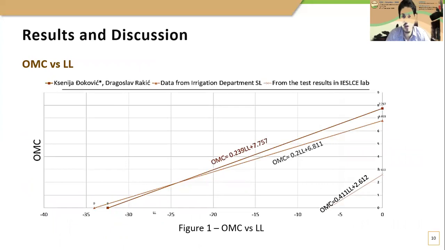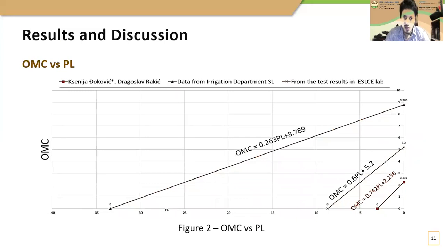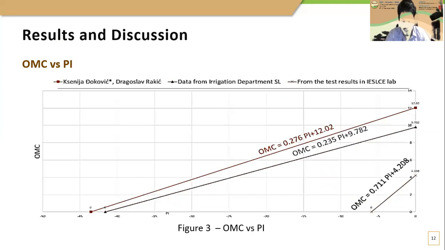The following three graphs demonstrate the comparison of correlation between optimum moisture content and liquid limit of the reference research paper, equations obtained through regression analysis, and the graph developed through the results of the laboratory testing. This is the comparison between optimum moisture content and plastic limit, and it can be seen that the gradients of these equations are noticeably similar. This slide shows the comparison between optimum moisture content and plasticity index, and the gradients of the reference research paper graph and the verification graph are noticeably close.